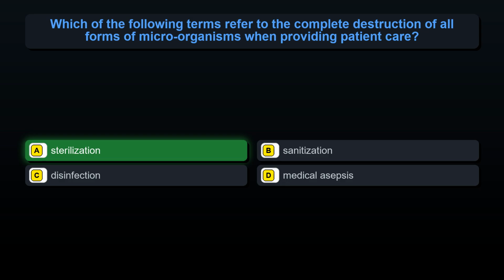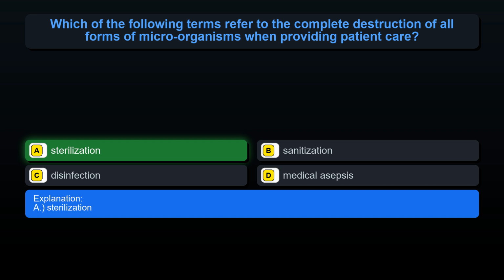The correct answer is option A. Sterilization.